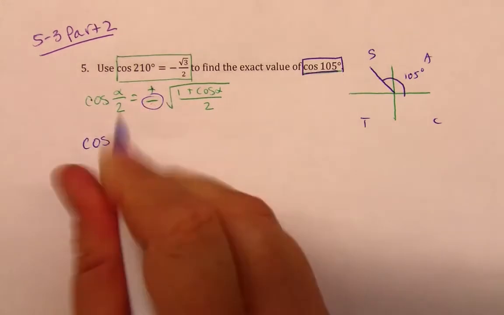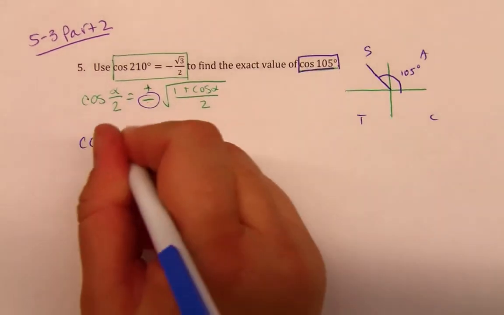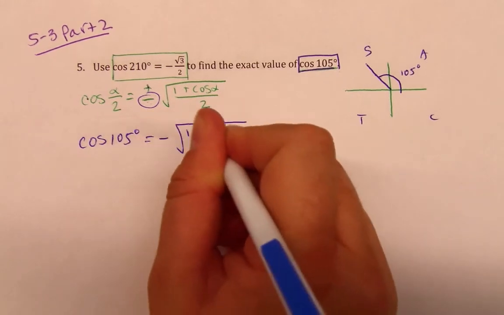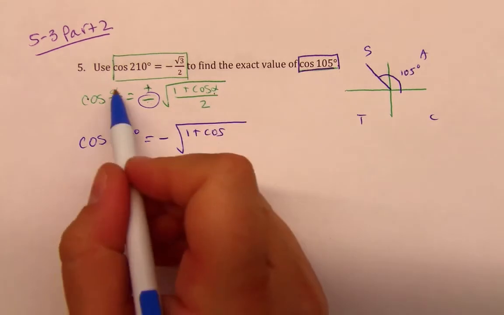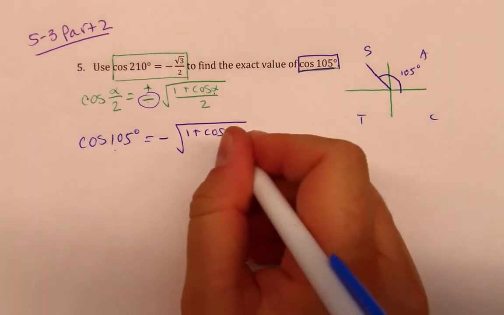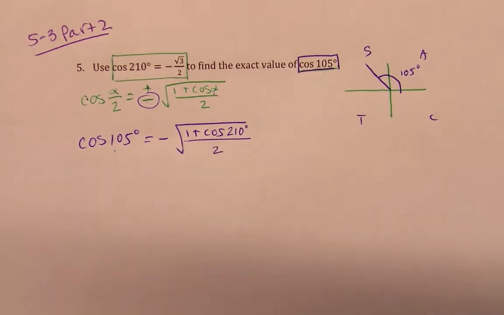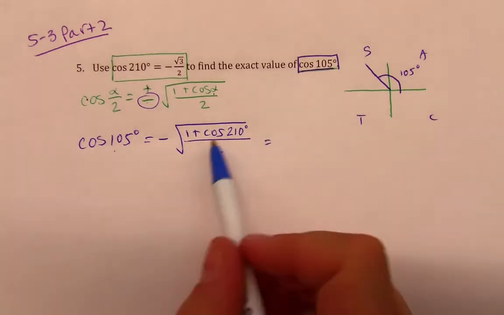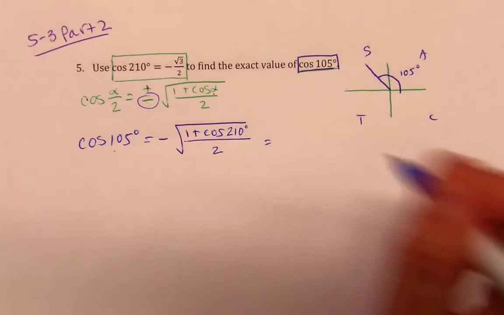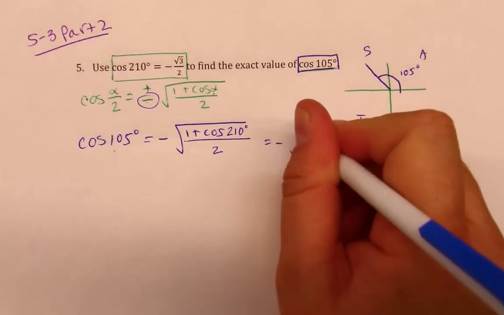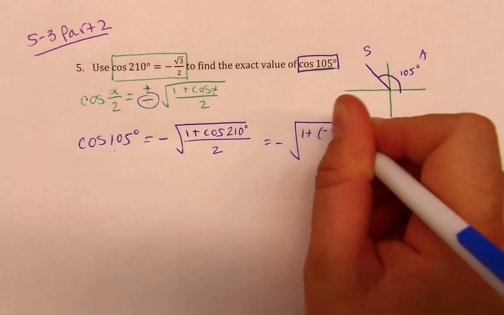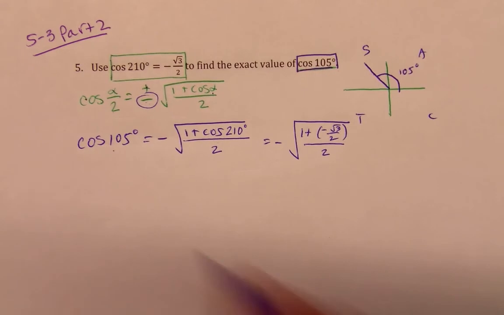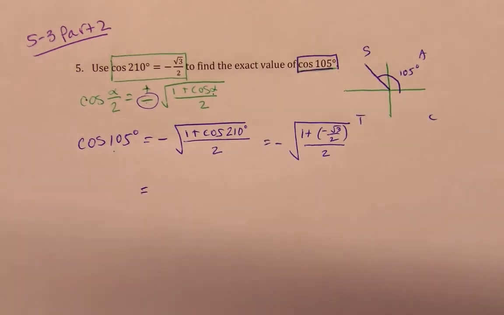So cosine of the half angle 105 is equal to negative root of (1 plus cosine of alpha) over 2. Well, if alpha divided by 2 is 105, then alpha is 210. And then we can go ahead and start simplifying things. We know that cosine of 210 is negative root 3 over 2. So negative root of (1 plus negative root 3 over 2) divided by 2. And now it's really just algebra simplifying this because we want to get an exact answer.